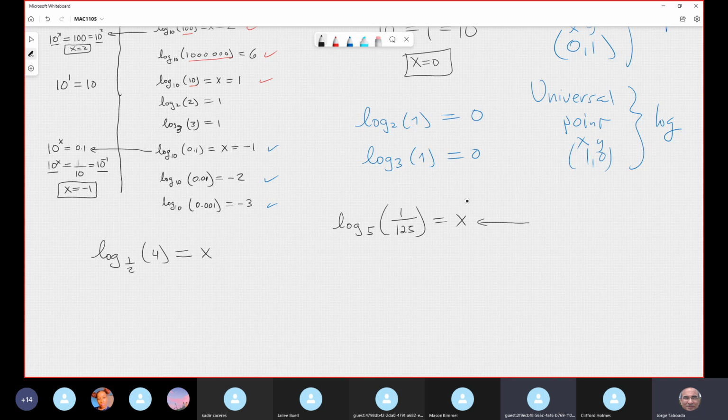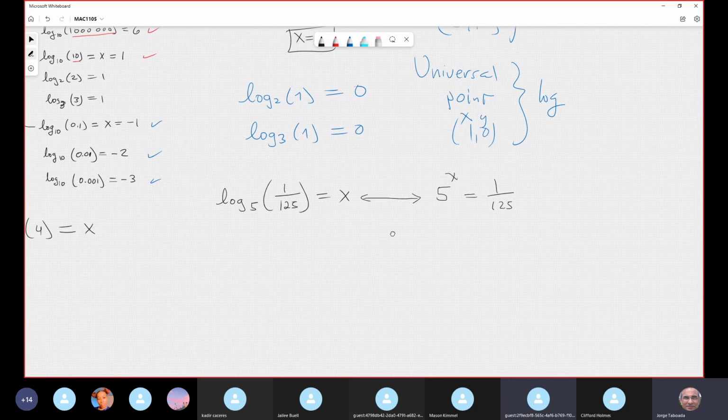But okay, I can change to exponential. Maybe when I change to exponential, I see much better. No? The base is 5. The exponent, I have no idea, is equal to 125. This is the exponential statement associated with this logarithm statement. And maybe using a little bit of algebra, a little bit of arithmetic, we can discover the value of x.